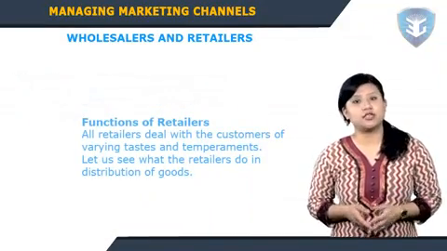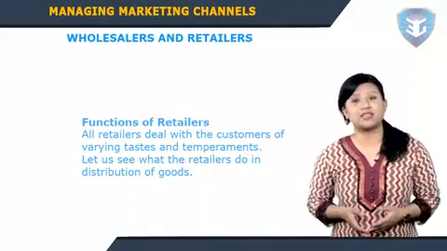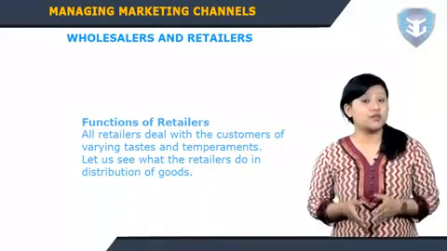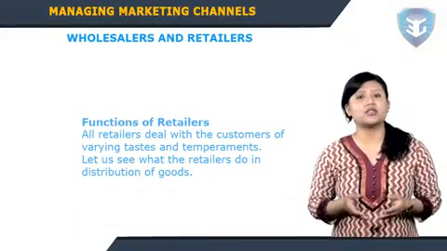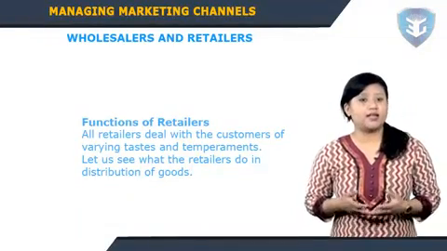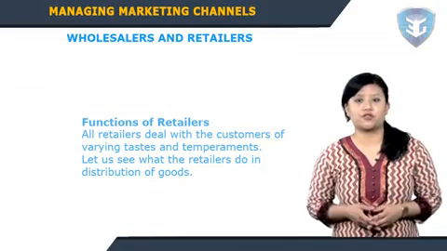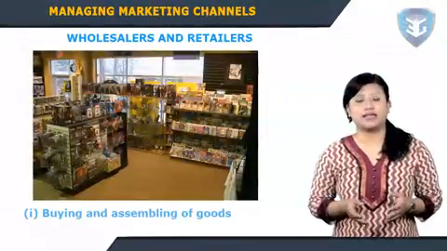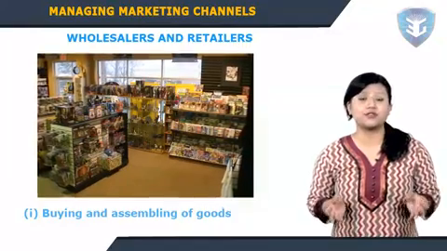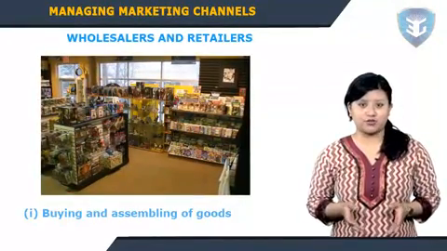All retailers deal with customers of varying tastes and temperaments. Therefore, they should be active and efficient in order to satisfy the customers and also to induce them to buy more. Let us see what the retailers do in distribution of goods. Buying and assembling of goods. Retailers buy and assemble varieties of goods from different wholesalers and manufacturers.